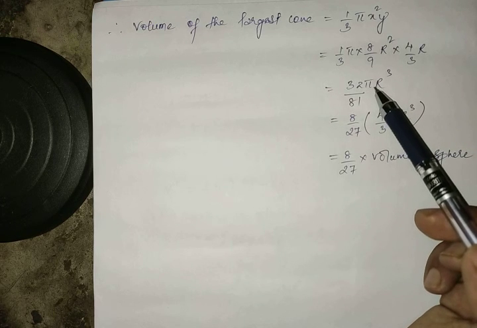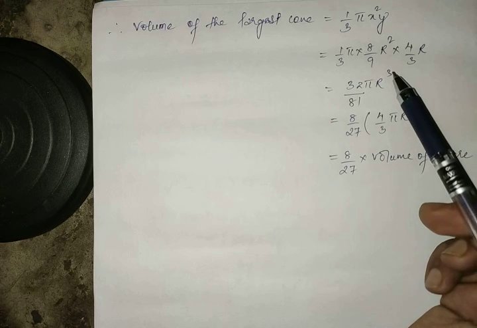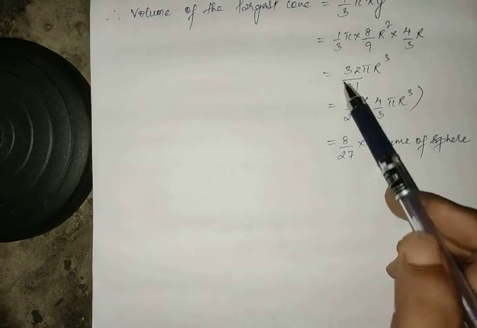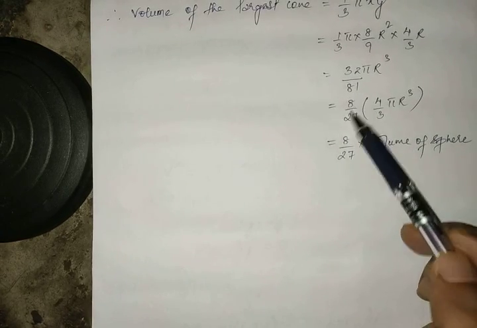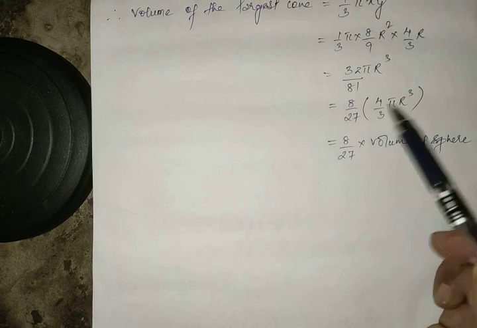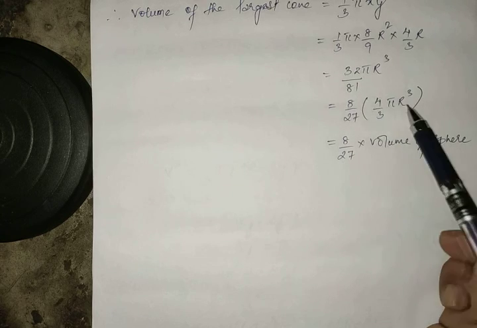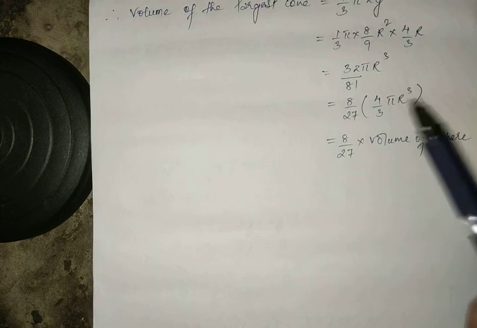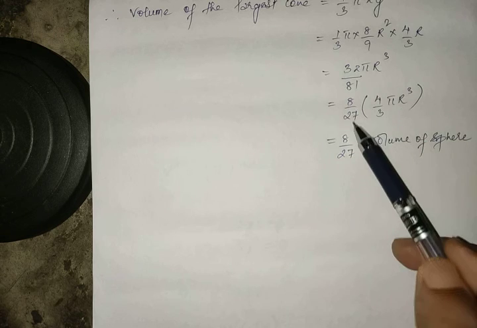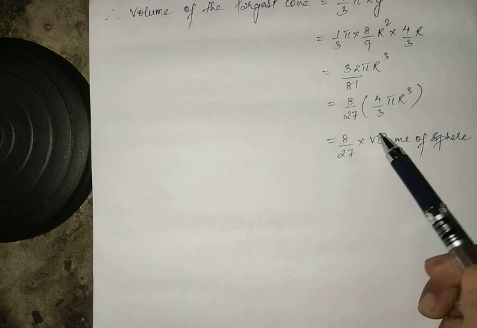So in the question we have to prove that the volume of the largest cone is 8 by 27 times the volume of the sphere, right? So this 32 by 81 we can write like this, 8 by 27 into 4 by 3 pi r cube, right? Because if we multiply, you see 8 4s are 32, 27 3s are 81 pi r cube. We're getting this, right? And what is this? 4 by 3 pi r cube, that is the volume of the sphere, right? So we can write 8 by 27 into volume of sphere, okay? So that we have to prove.